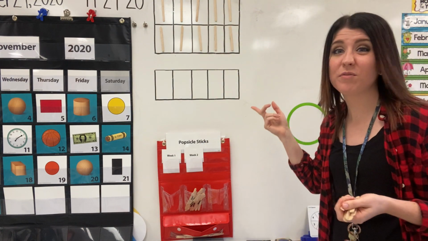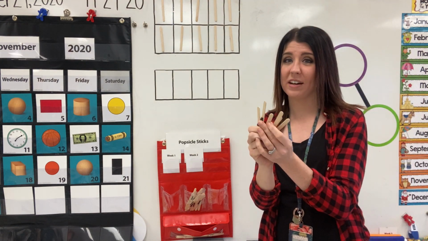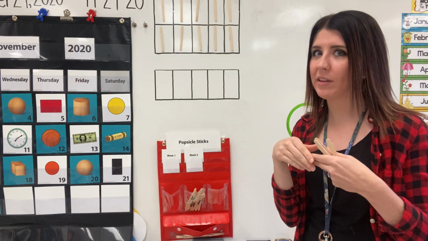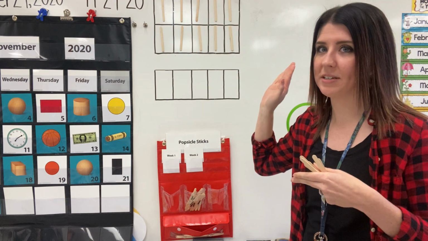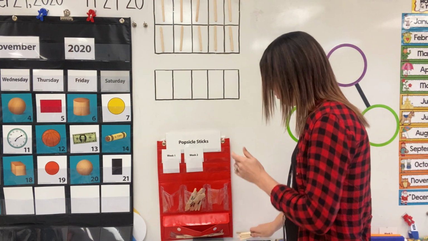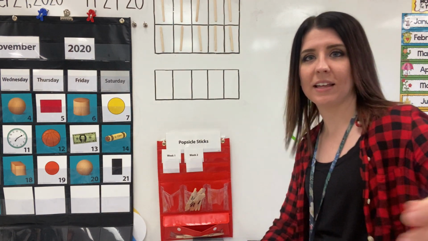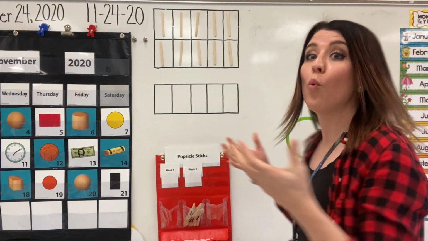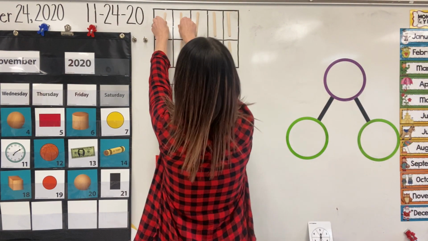Now, my 10 frame is full, but I still have more that I want to put in there. What could I do with my 10 to help me remember that it's 10, but to clear out my 10 frame? Think about what we do with our straws. Once we get 10, what do we normally do with them? We bundle them up. So I'm going to take this group of 10.